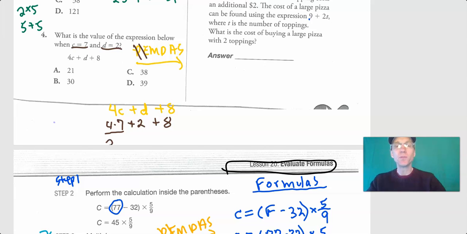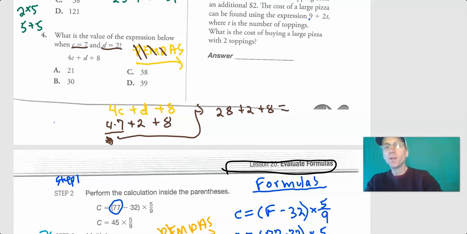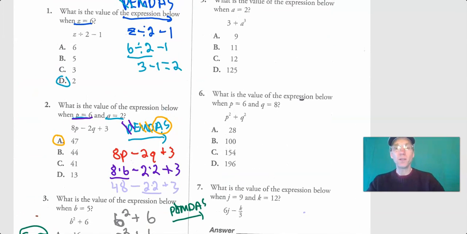7 times 4. Okay, I ran out of room, so what I'm going to do, this is what you can always do, just draw an arrow to show where my work is going. So 28 plus 2 plus 8. Now this is all addition, so it really doesn't matter what order I do this in, because of the commutative property, remember. 28 plus 2 is 30, plus 8 equals 38. Okay, so we got 38. We're in good shape.